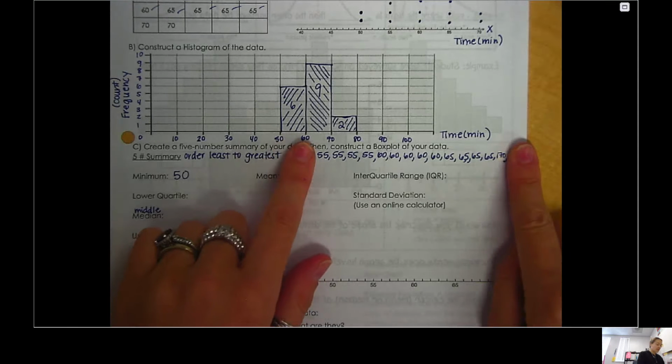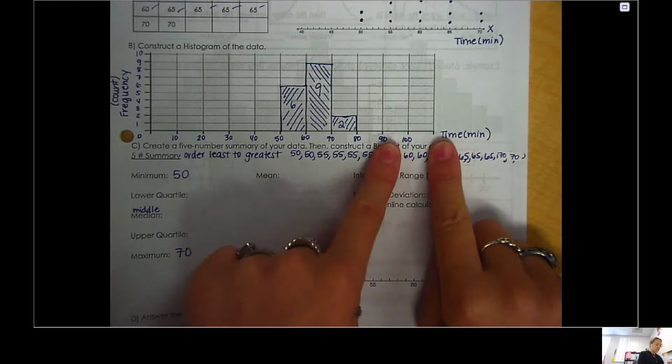Okay. So go one by one. Everybody do it. See what you get for your median. See if you get the same answer. Right. So you should have a number right in the middle, correct? A number right in the middle. Circle your number in the middle.